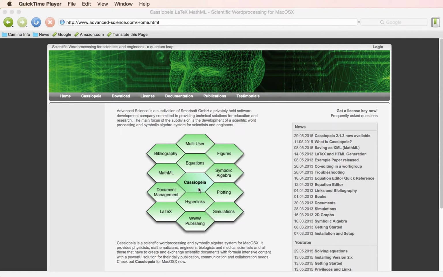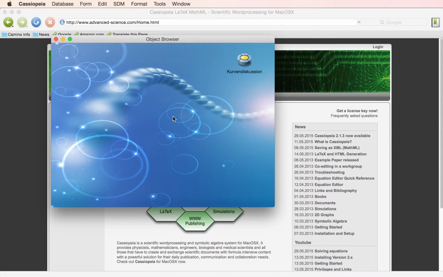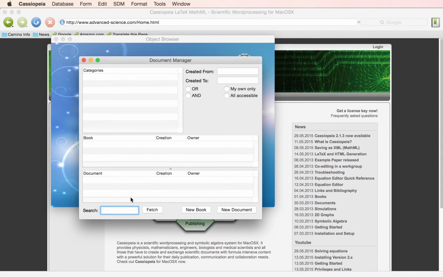Welcome to a new edition of Math and Physics is Fun, at least if using proper tools. In this video we want to examine damped oscillations, for which we consider a coil, cap and a resistor connected in series. Let's start Cassiopeia and open the document manager.